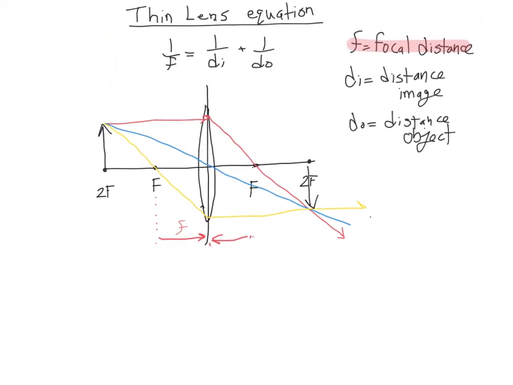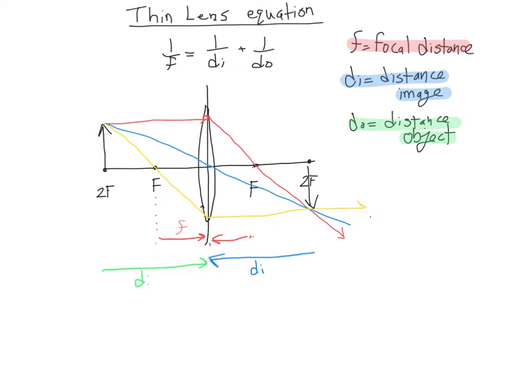Next, we have the image distance. So we're going to go from the image over here, and the image is over here, and that will be from the image to that vertical distance. So that's di. And finally, we have our distance of the object. And that distance will be right here. So that's do.